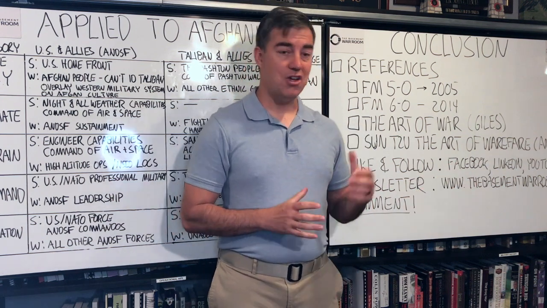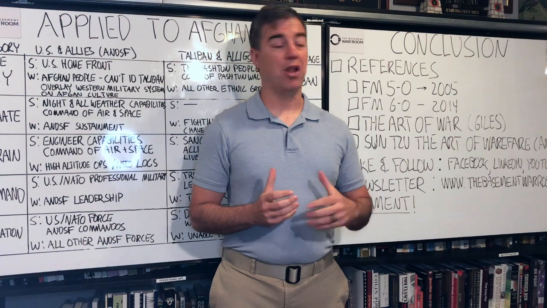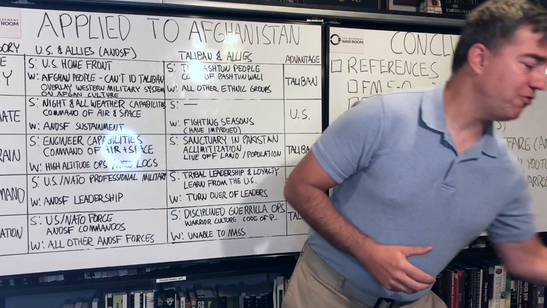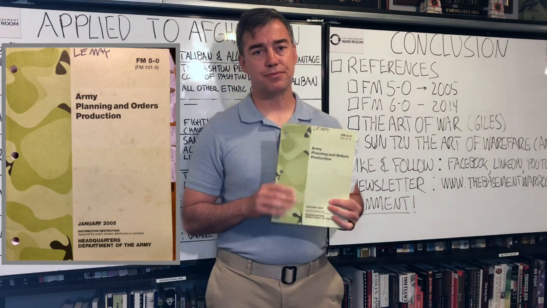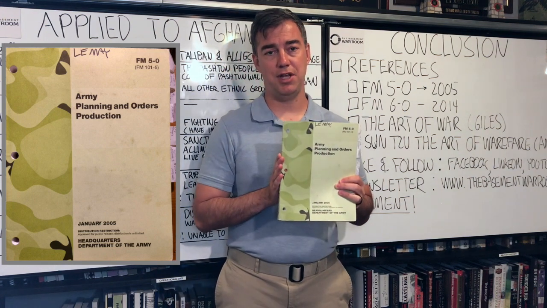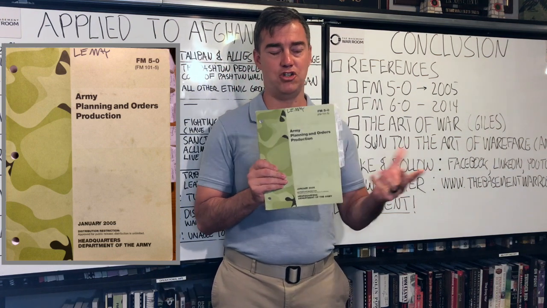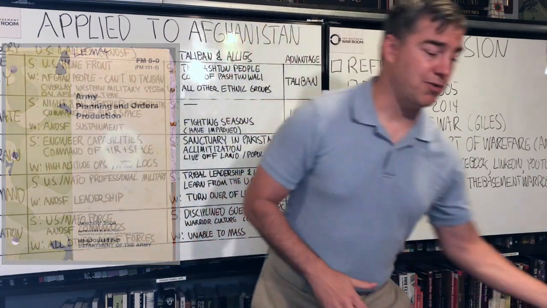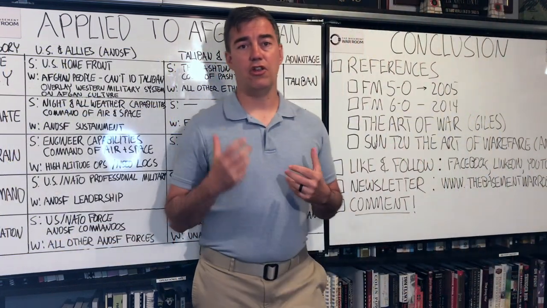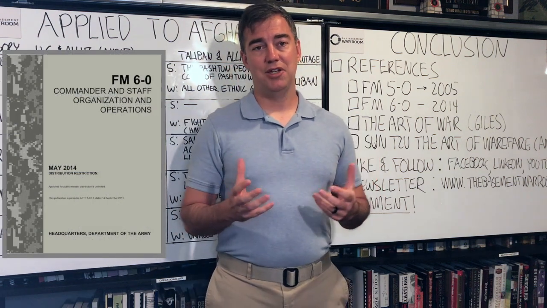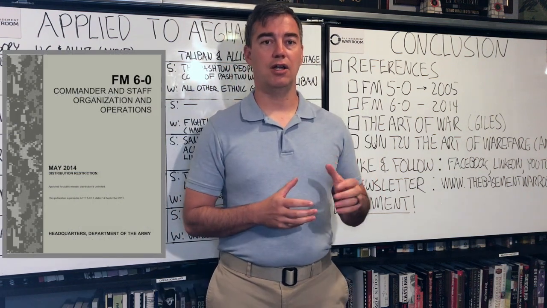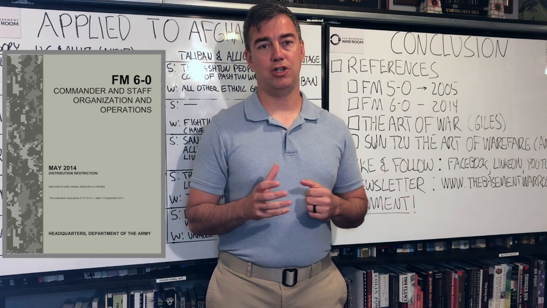Okay, let me cover some references first. Okay, first reference here, FM 5-0, 2005 version. This has MDMP in it. I like it because I can touch it, it's a book. However, it's a bit dated, so you can find the current version, FM 6-0, which has MDMP, the 2014 version, online on the U.S. Army Publishing Directorate.